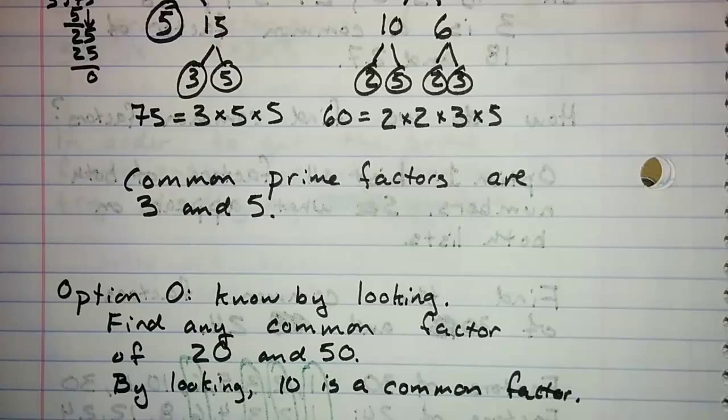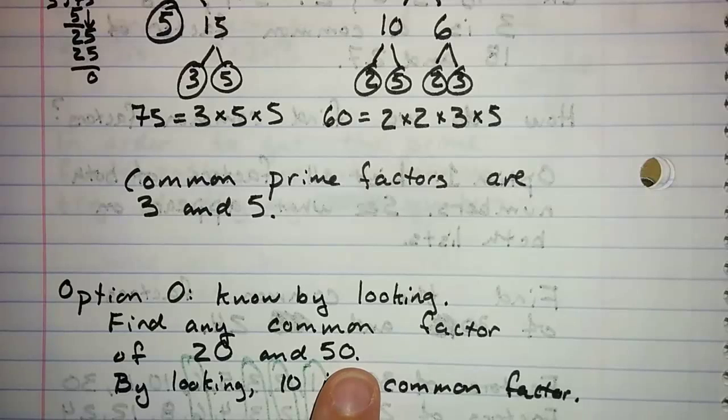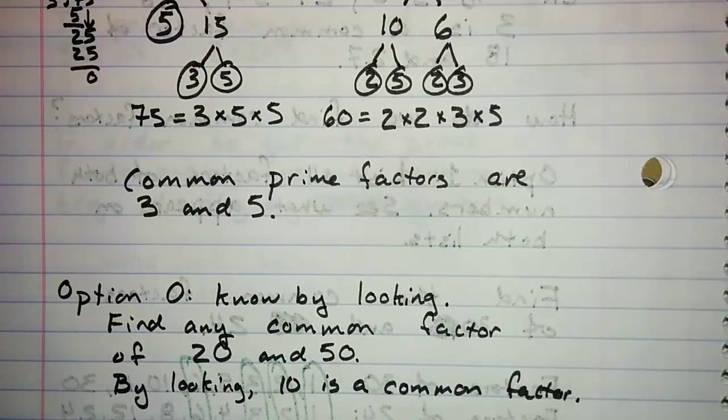When should you use those other methods in order to find any common factor? Yeah, when you can't tell by looking. And whether or not you can tell by looking is going to depend on you. Maybe I can tell by looking and you can't. Maybe you can tell by looking and I can't. If you look at the two numbers and you see a common factor, then you've got a common factor. If you look at them and you don't, either find all the factors or factor into primes.